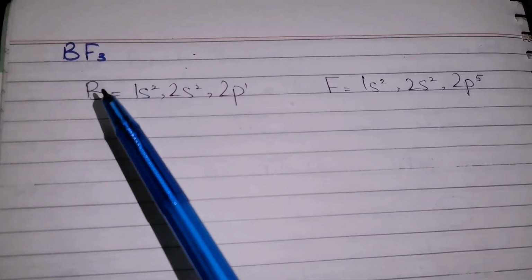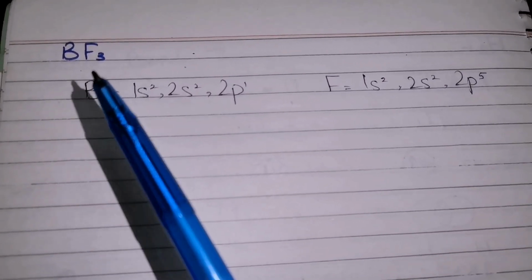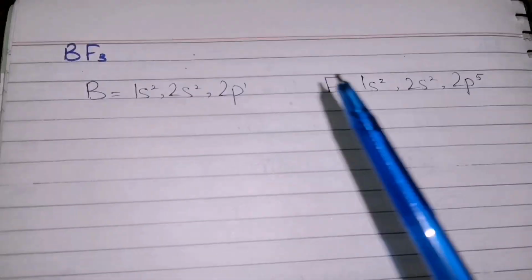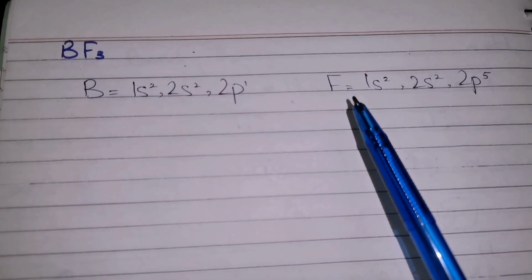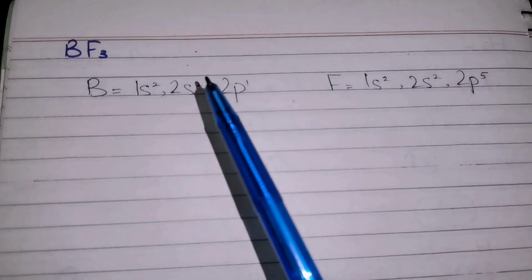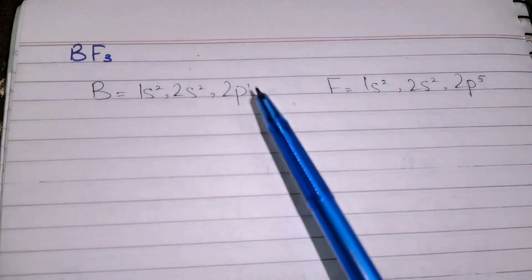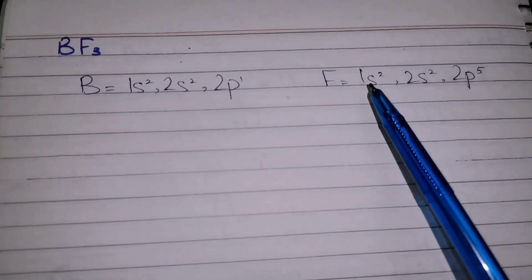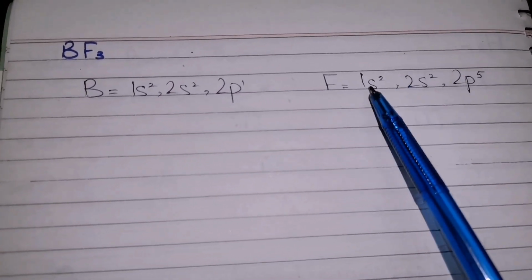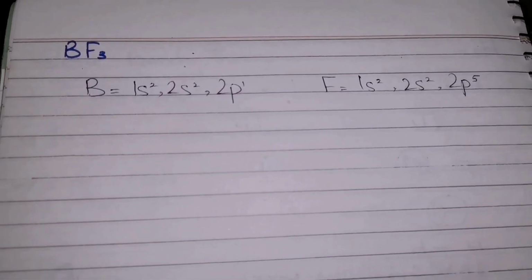Now the other example that I am going to discuss is of BF3. First we will write the electronic configuration for boron and then for fluorine. Let us fill them in their orbitals, but remember that we will not draw the ground state. We will start from 2s2 and then 2p1. Similarly for fluorine, we will not draw the 1s2. We will start from 2s2.